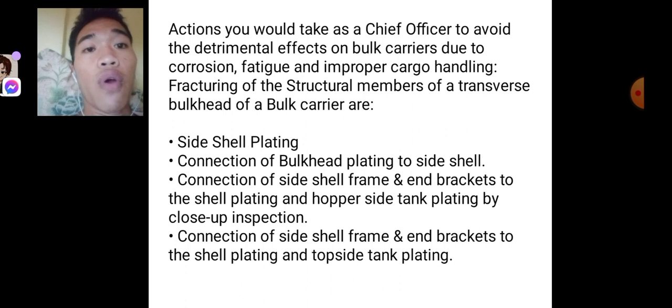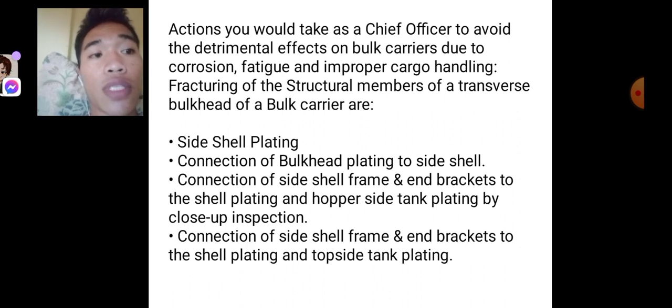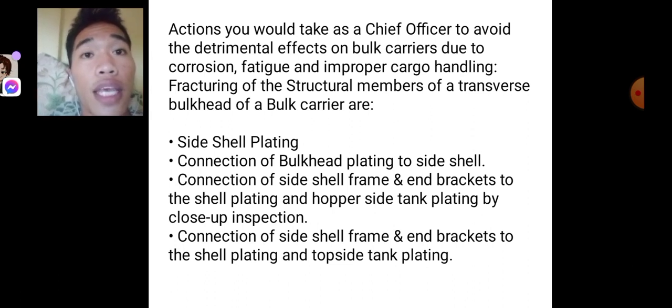There are four. First is the side shell plating. Second is the connection of the bulkhead plating to the side shell. The third is connection of the side shell frame and end brackets to the shell plating and upper side tank plating of the closest up inspection. The last is connection of side shell frame and end brackets to the shell plating and top side tank plating.